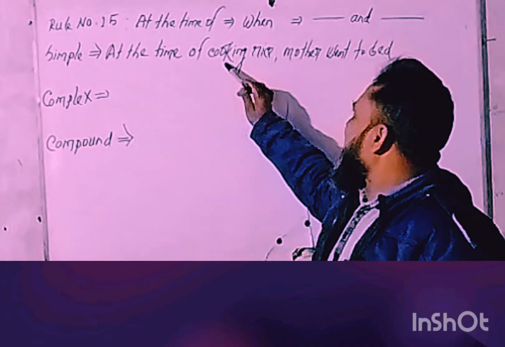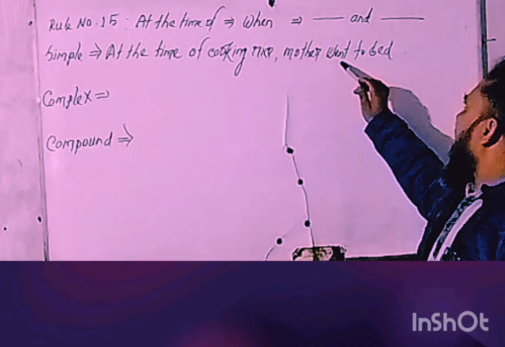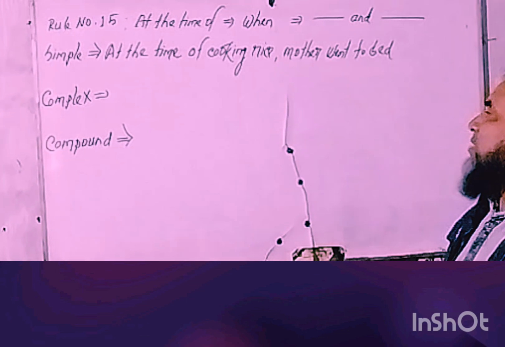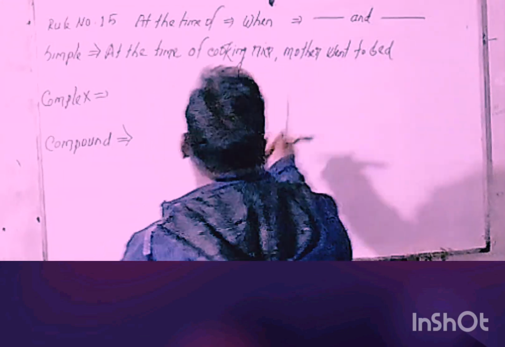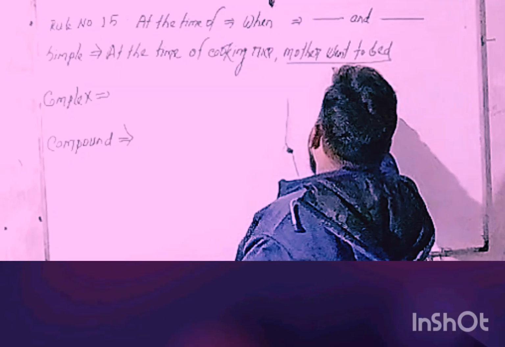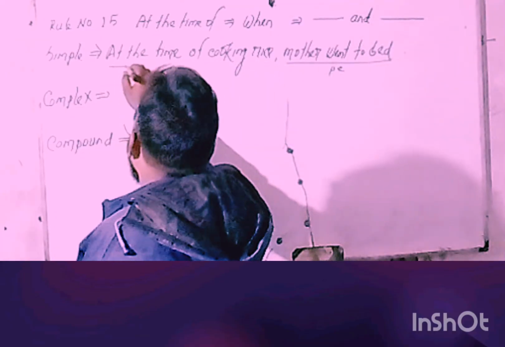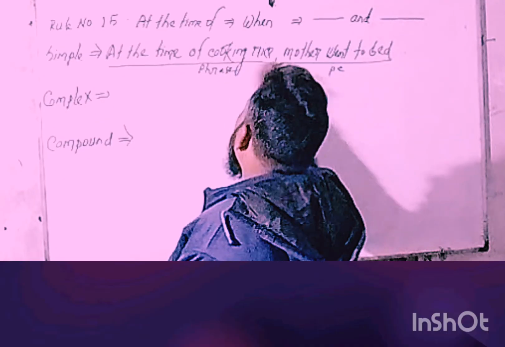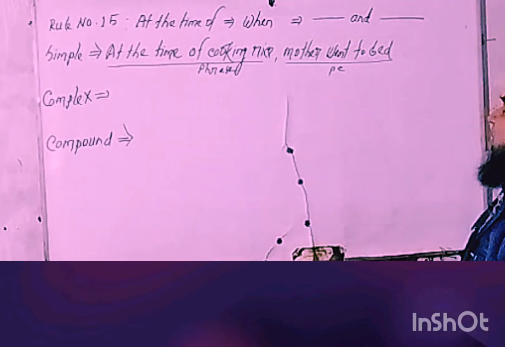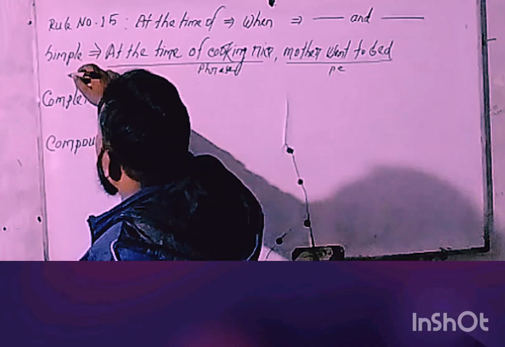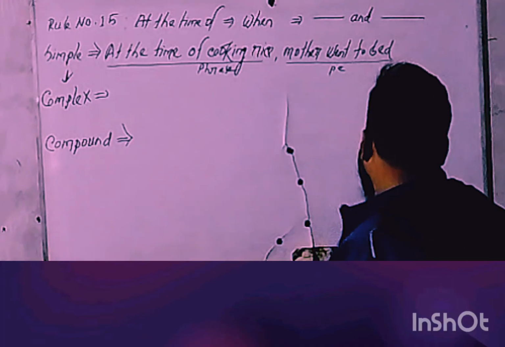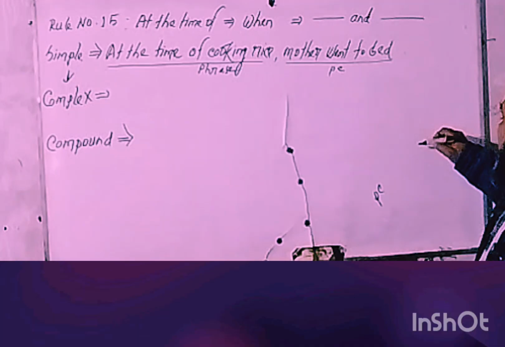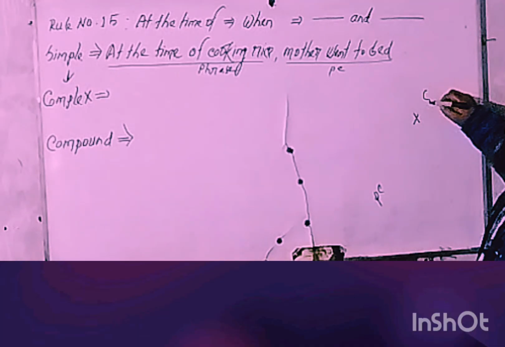At the time of cooking, mother went to bed. Take a look at the board and try to understand. In this sentence, there is a principal clause and a phrase. When you are going to change a simple sentence into a complex sentence, you have to mind that in a complex sentence there are a principal clause and a subordinate clause.